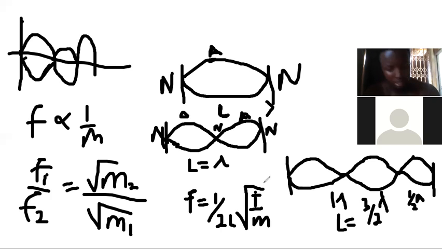So there's vibration in stretched strings. Let's do vibration in pipes. Can we do that one in open pipes? Then I think we are done.